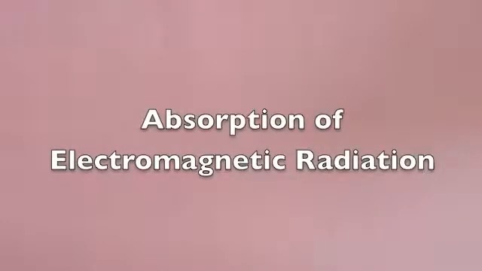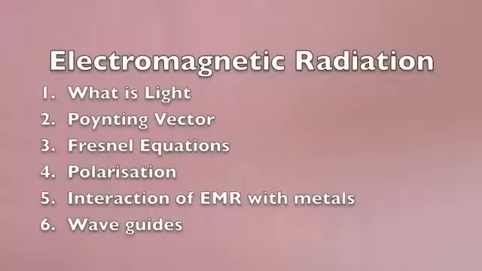Hello, today we're continuing in our series on electromagnetic radiation, looking at absorption of electromagnetic waves. We've already covered in this series what is light, the Poynting vector, the Fresnel equations, polarization, the effect of electromagnetic waves on metal, and waveguides, and I've added this further video just to consider what happens when electromagnetic waves are absorbed as opposed to being reflected or transmitted through the material.